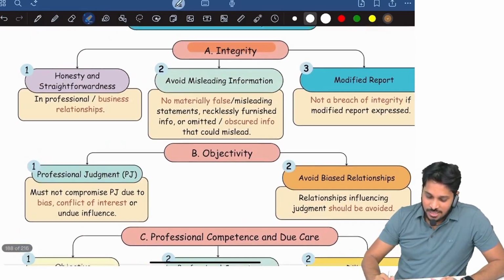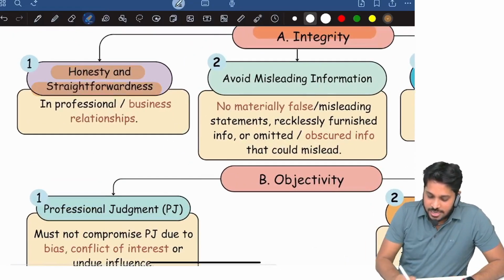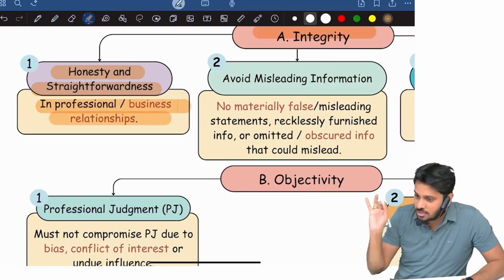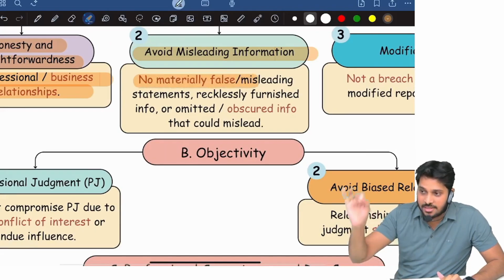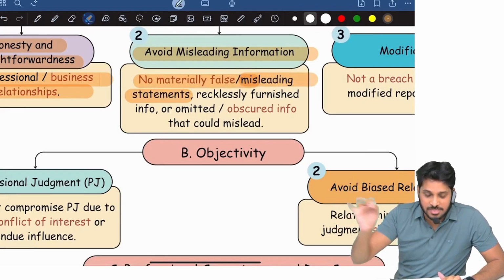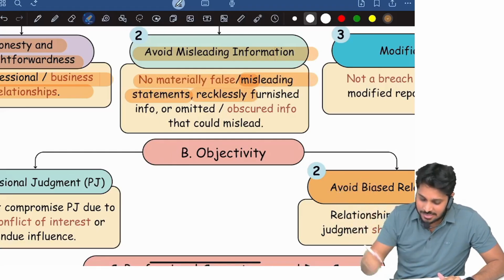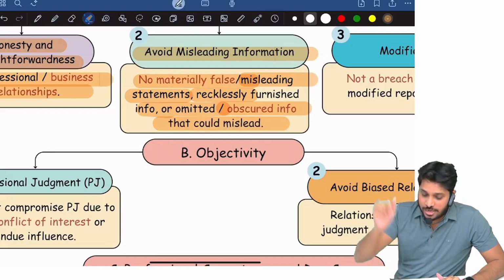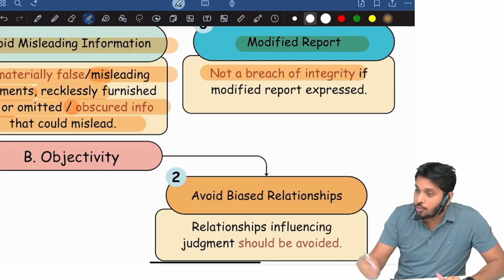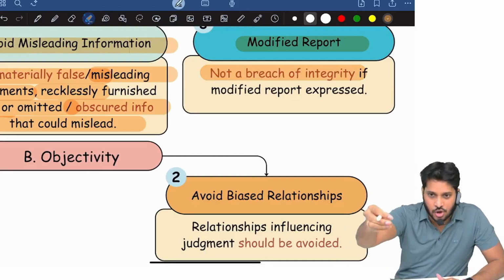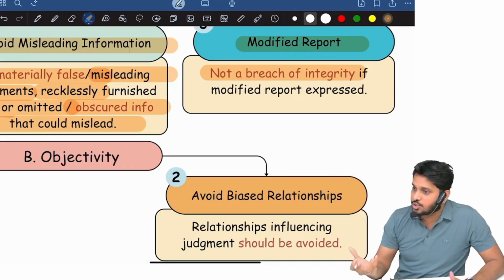Now, integrity. What is integrity? Honesty and straightforwardness in all business and professional relationships. Correct? You need to avoid misleading information. You should not sign anything that is materially false. You should not sign misleading statements. You should not give information recklessly. Or if information is omitted or it is misleading, you should not associate with those kinds of reports. And if at all you are giving a modified report, then there is no breach of integrity. If information is wrong and you are giving a modified opinion on that, then there is no breach.